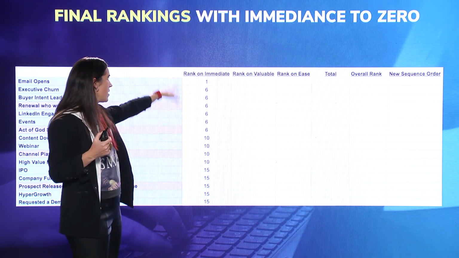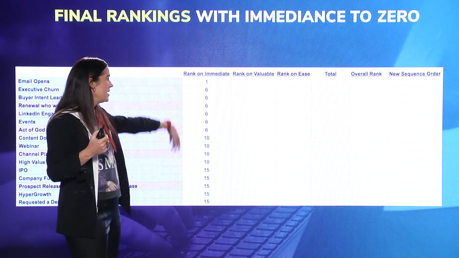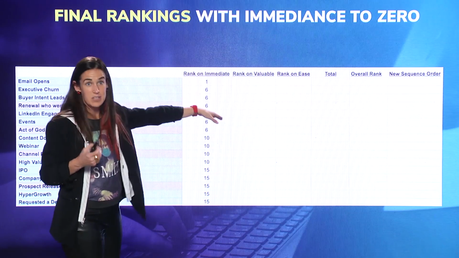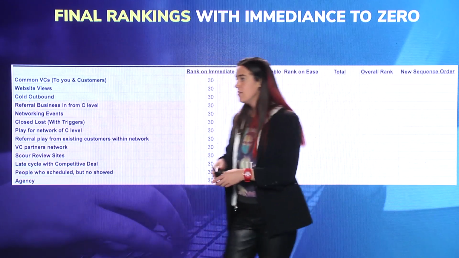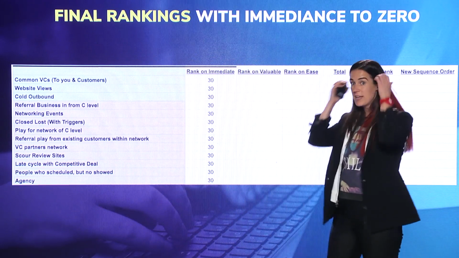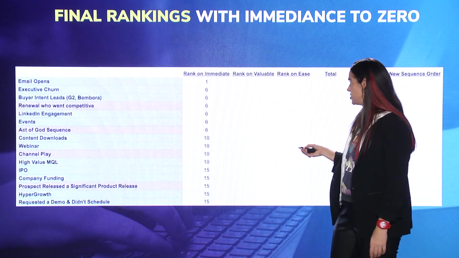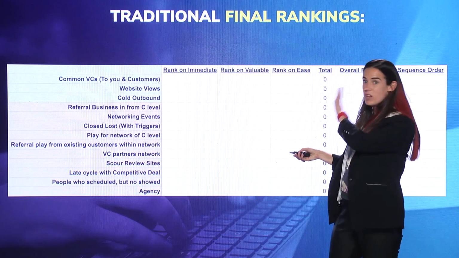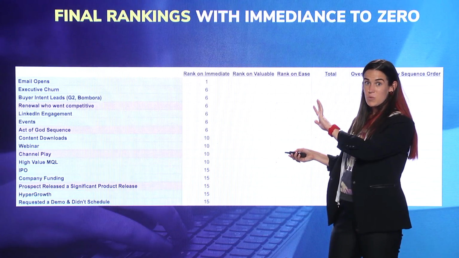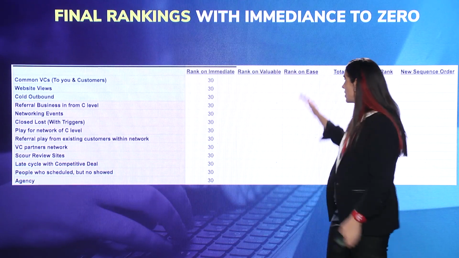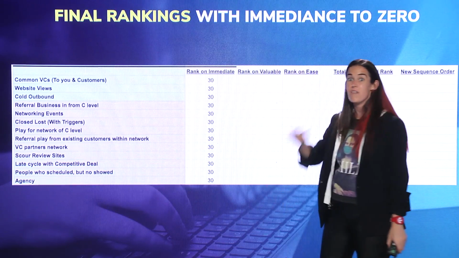Put that in the rank on value, on ease, and total overall rank in new sequence order. But basically for the second grouping, the only difference between these two ranking systems is in the first situation, you just said, I'm going to call on all of these sequences second, and I'm just going to rank them in and of themselves. Where in the second type, you are going to give them a rank on immediance of 30.